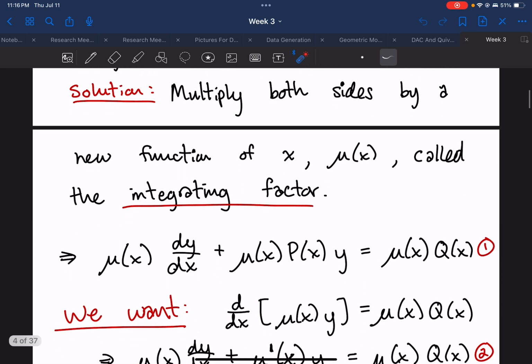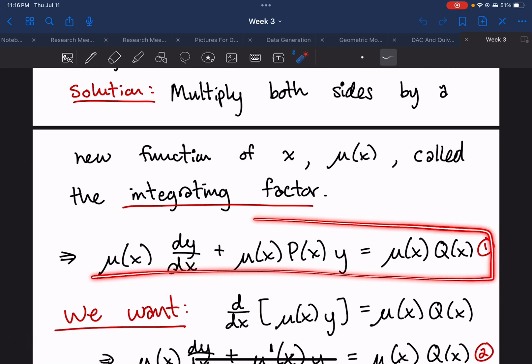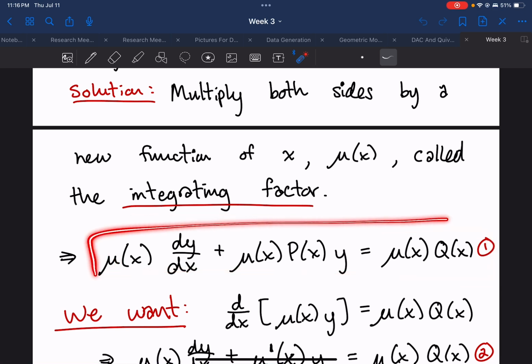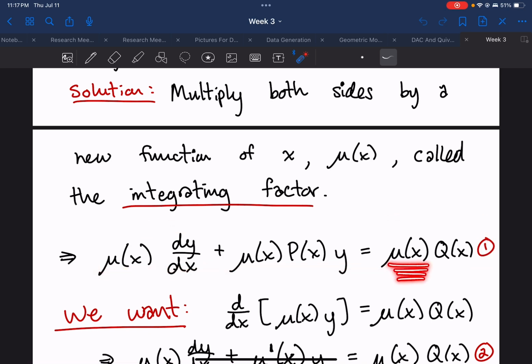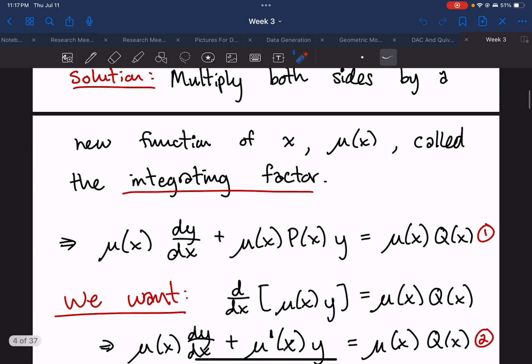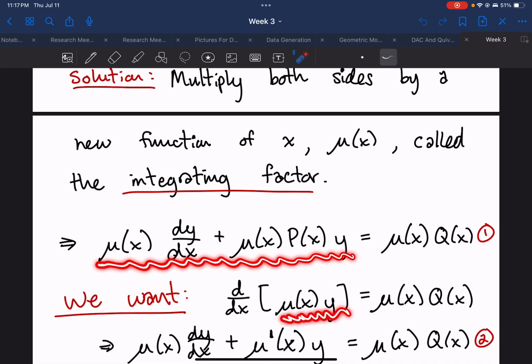So that's what we do. We multiply through the whole equation by mu, right? Multiply through the whole thing by mu. So we get mu of x dy dx plus mu of x p of x y equals mu of x q of x. And it's really important we don't forget this guy on the right-hand side. In a perfect world, we would like this left-hand side to be the derivative of this product. In a perfect world, we'd like the left-hand side of one to be this derivative of a product.